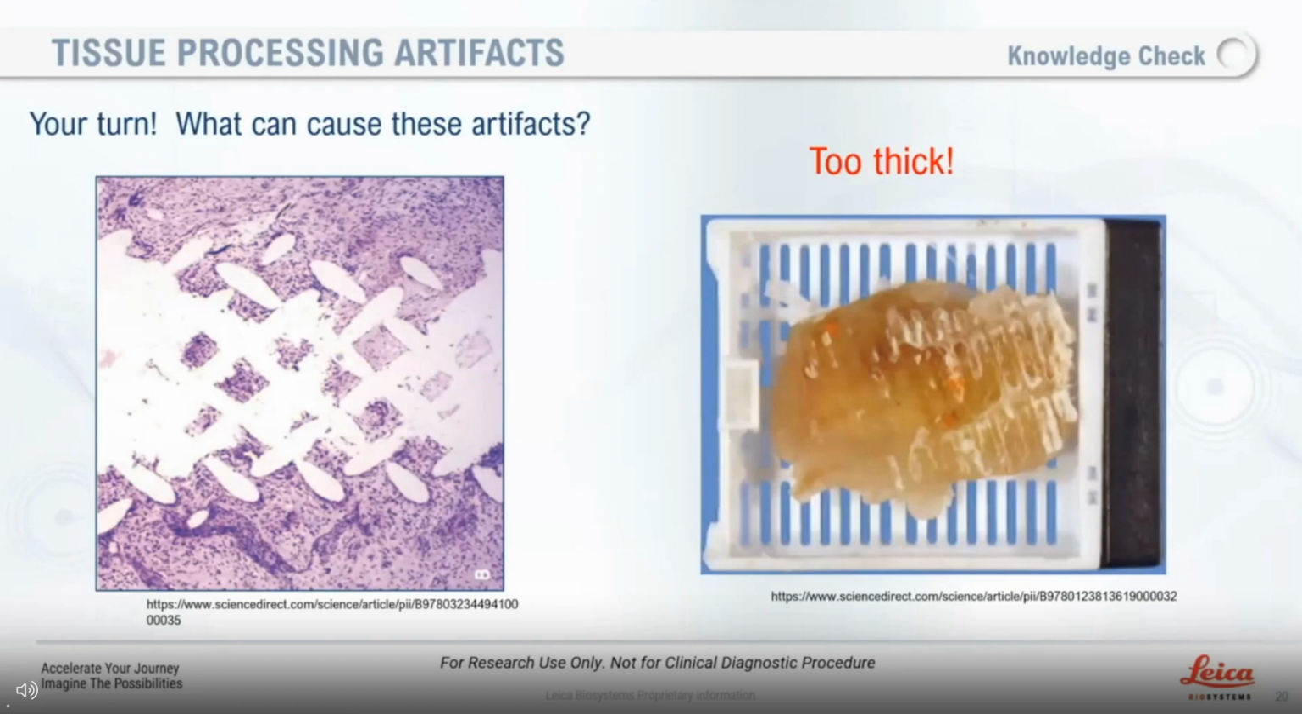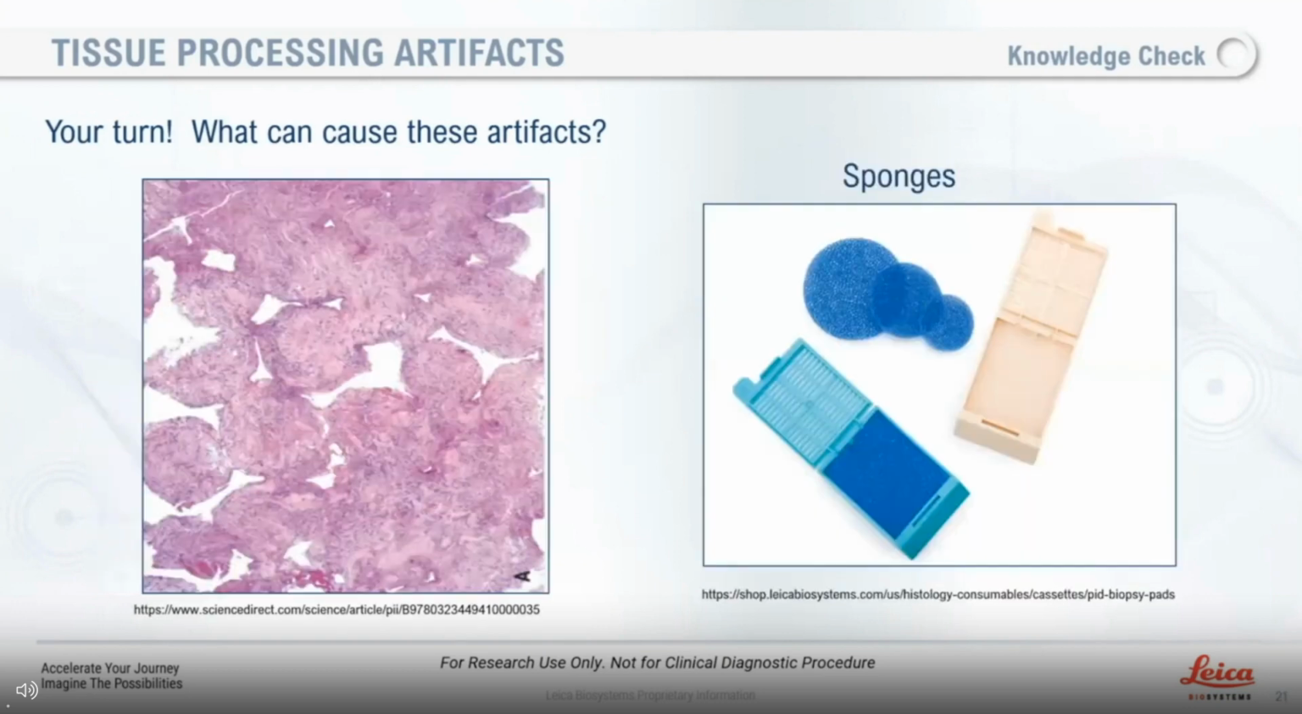Here, the section appears to have the correct length and width, but the cross-hatching of the section indicates that the section was way too thick. The second artifact I showed you is due to sponges in the cassette that are sometimes necessary for tissue that is very small, or tissue samples that are mixed with blood or mucinous material. But sponges can also cause artifacts that can be seen here.